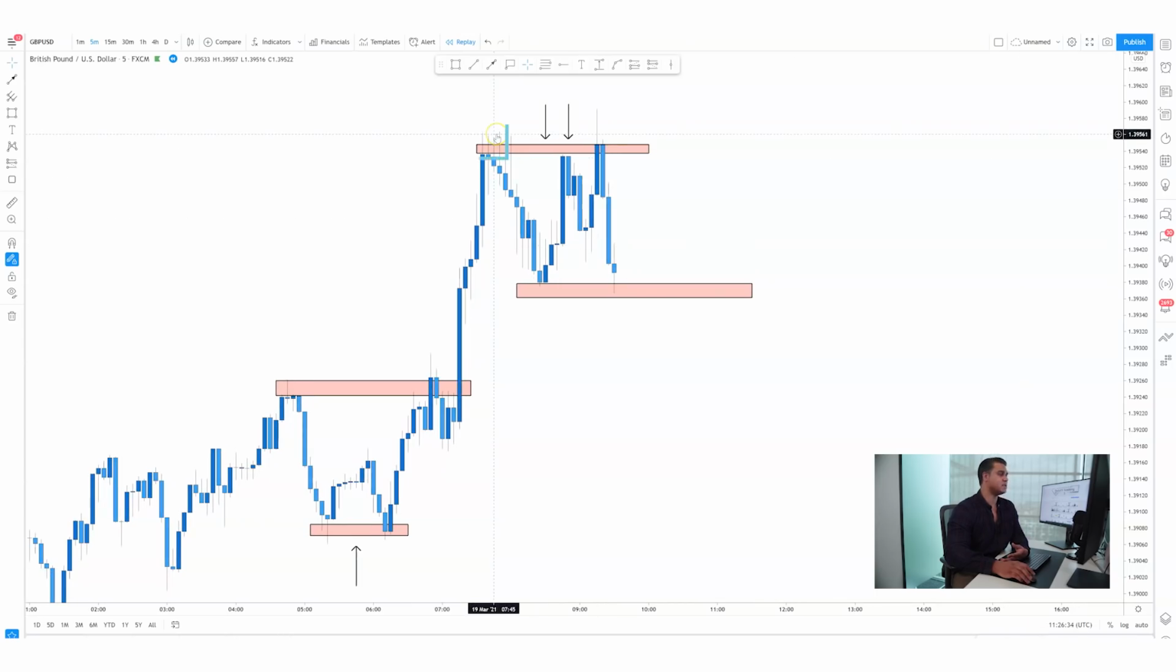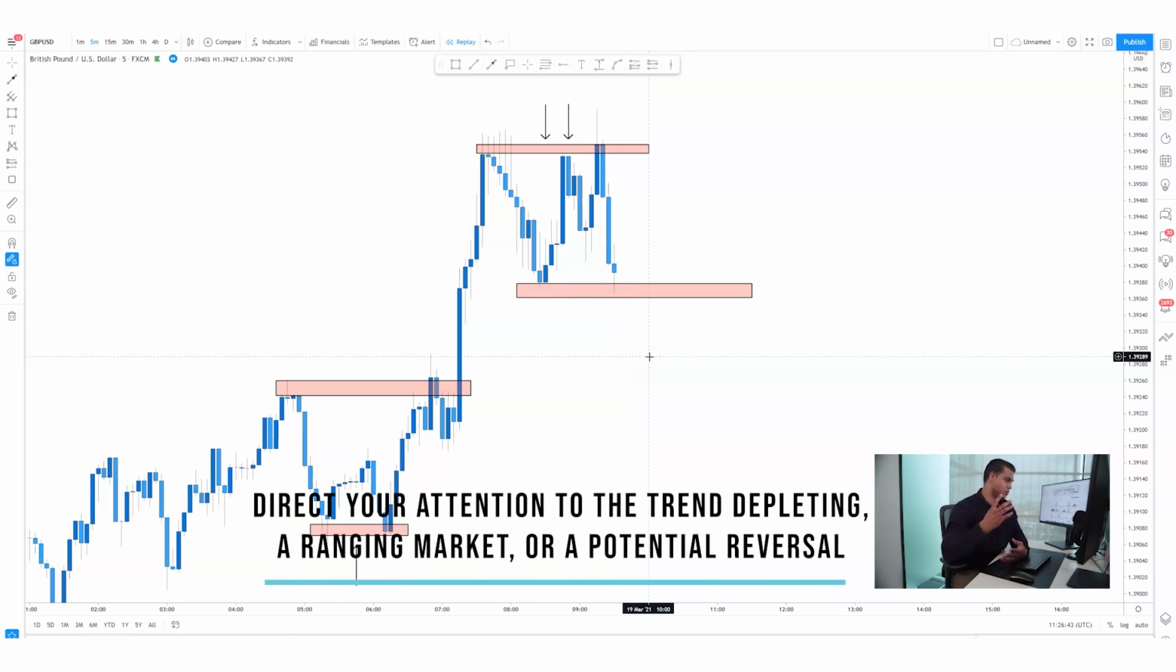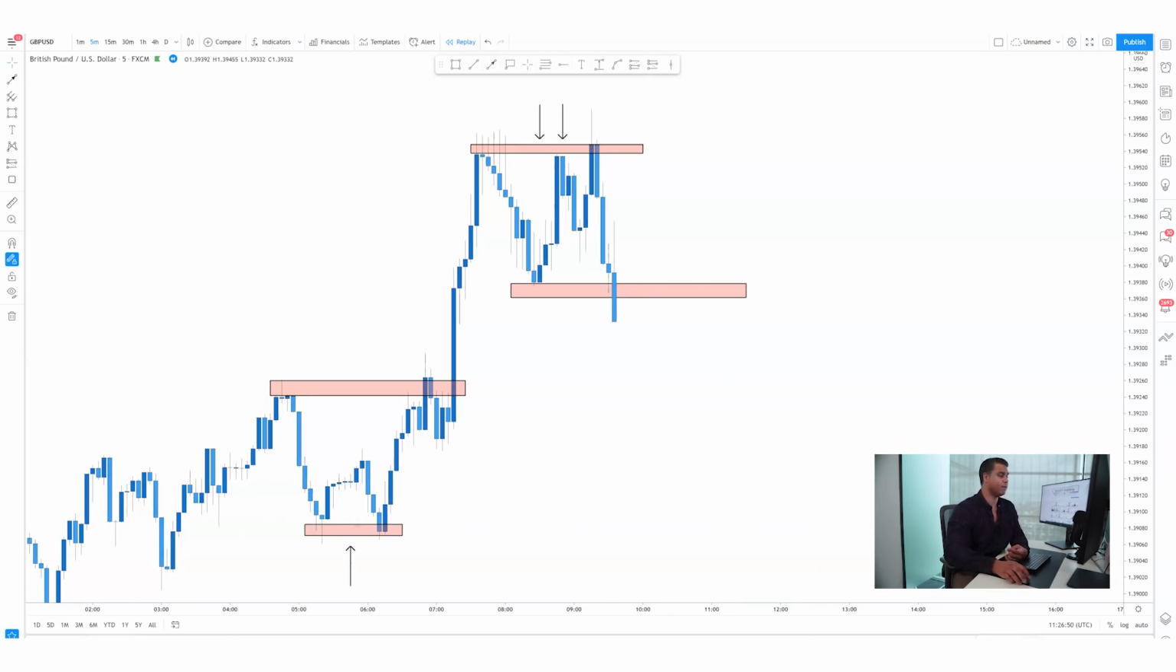Once you have price tap in once here, twice here, once here and twice here, immediately direct your attention to the trend depleting, a range in market, or a potential reversal. So now we see the break below. This adds confluence to the idea that because we never made the new high and we're breaking below structure, the reversal is potentially in play.